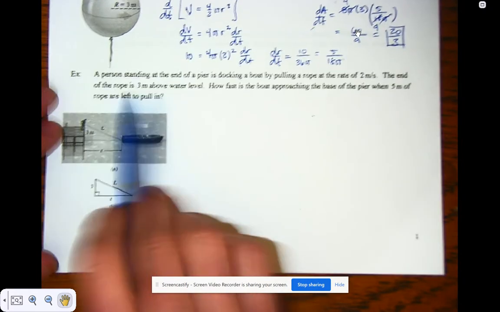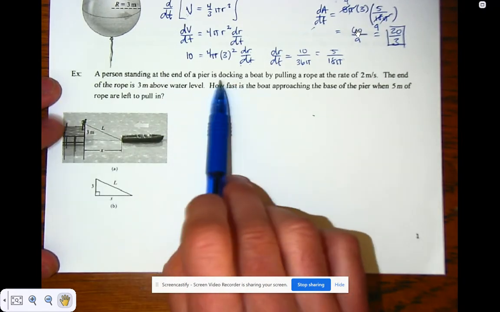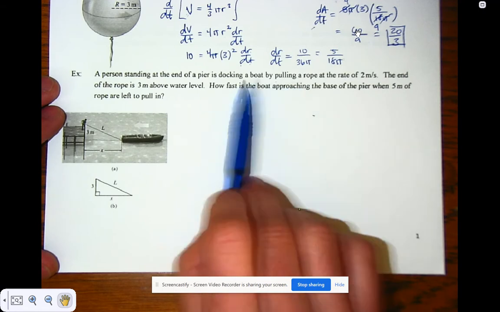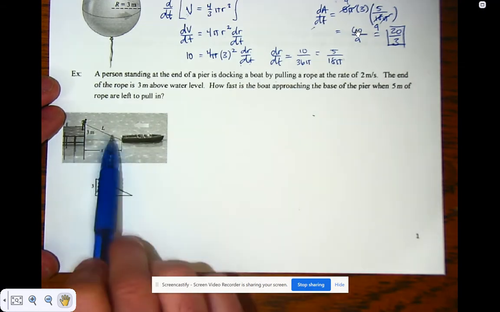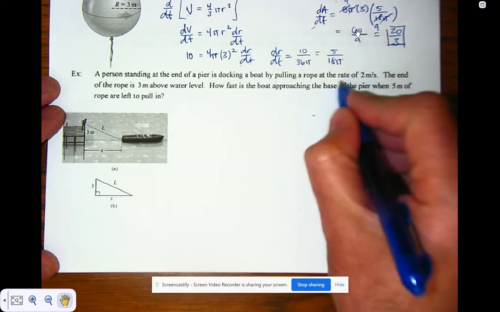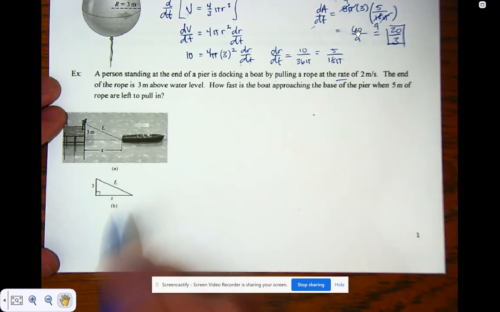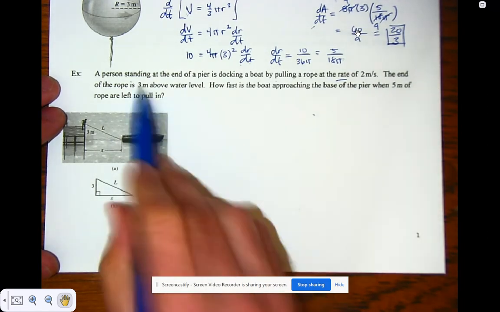All right, so a person standing at the end of a pier is pulling a boat in by this rope at a rate of 2. So the thing that you're going to focus on is translating what did they just tell me?